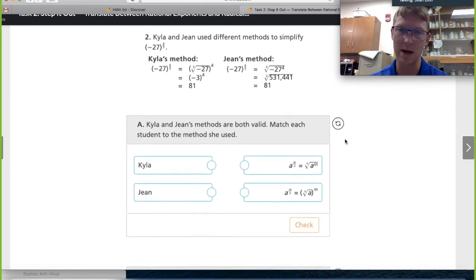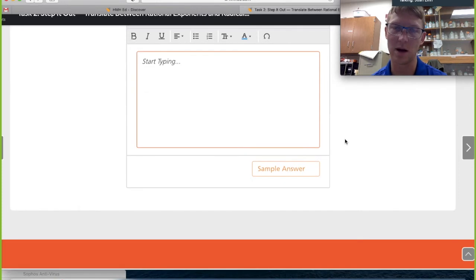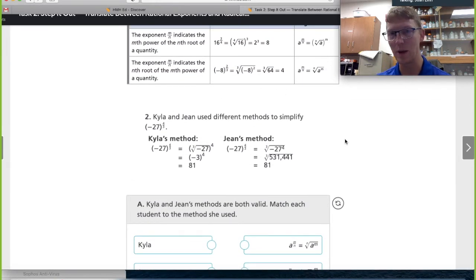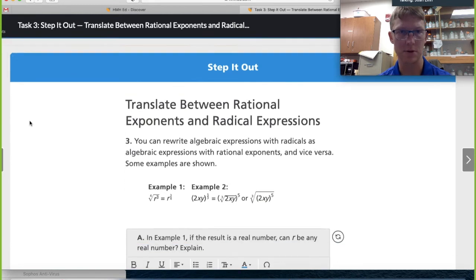Down here, they're just matching which method you prefer. Again, it is going to be entirely your preference, and it might change based on the situation, but both methods are perfectly valid and work the exact same way. So we've got a couple more examples to try out.